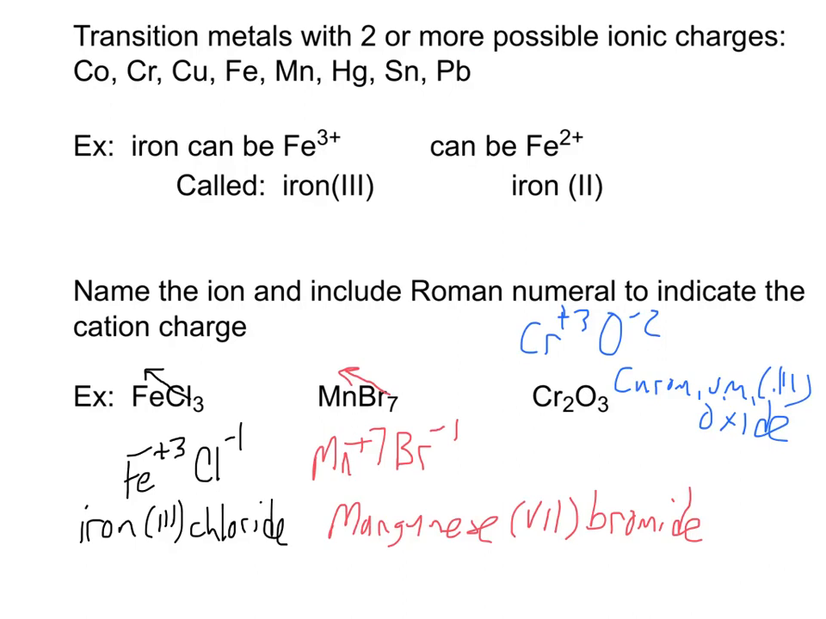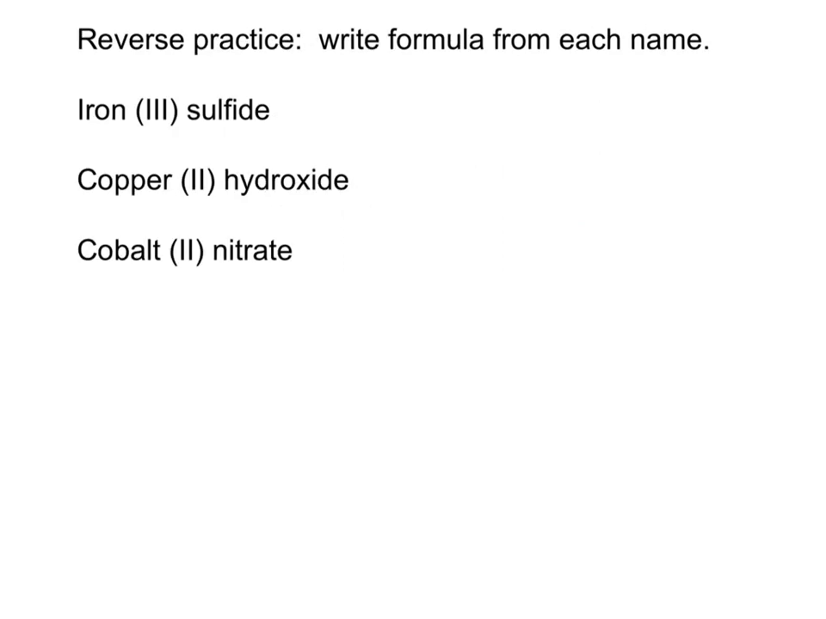So let's go to the reverse kind of problem on the next slide. All right, so the reverse method here is now we have iron 3 sulfide. We know that the Roman numeral 3 means it has a charge of +3, so it's Fe3+. Sulfide, using the periodic table, says it has a -2 charge. Okay, and then you crisscross these to get Fe2S3.